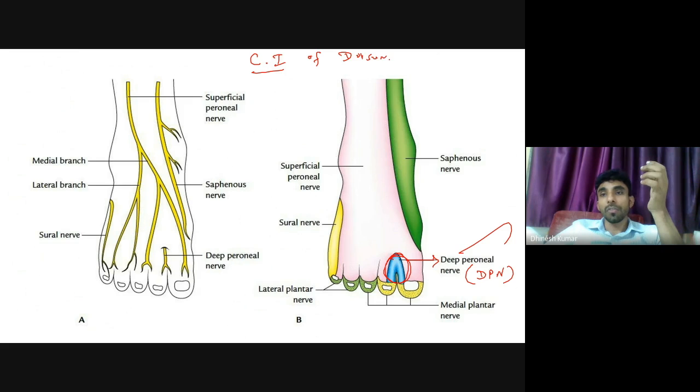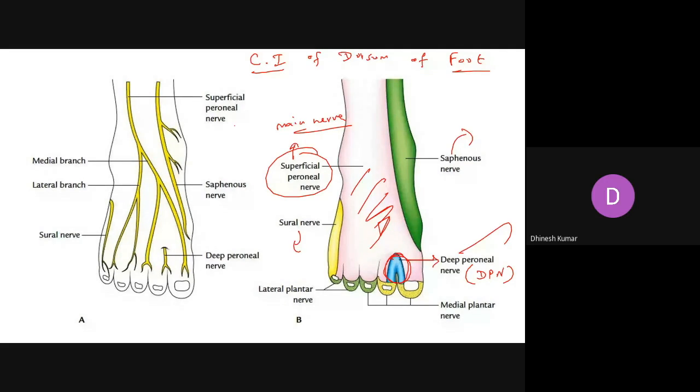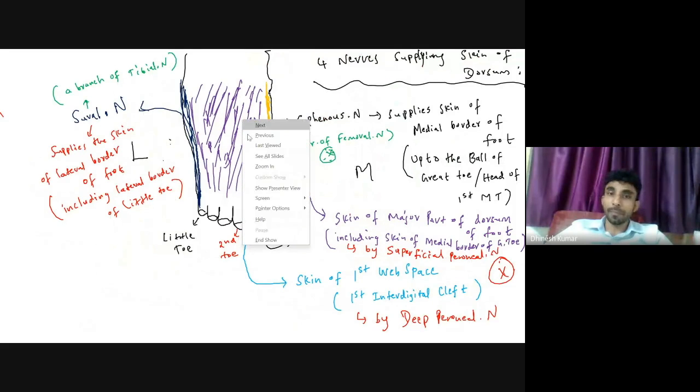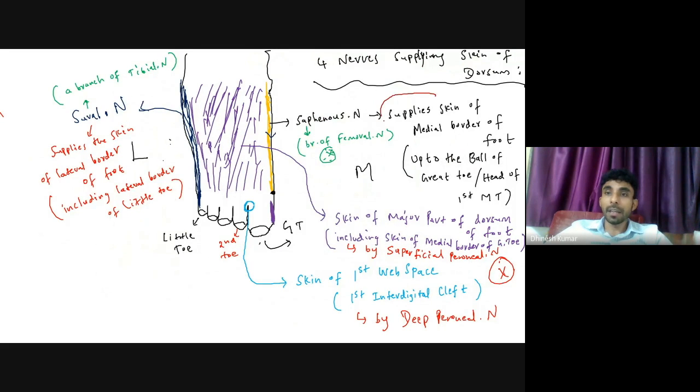So what are the other nerves supplying the dorsum of foot? The main nerve supplying the dorsum of the foot is what? Superficial peroneal nerve. The major part is supplied by superficial peroneal nerve. Which part of the dorsum of foot do they supply? As you see here, remember the saphenous nerve supplies the skin of the medial border of the foot up to the ball of great toe.